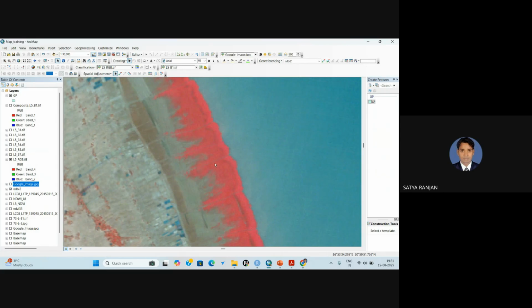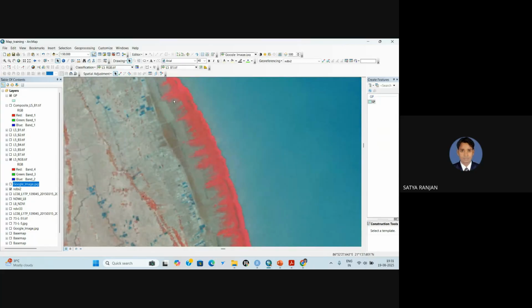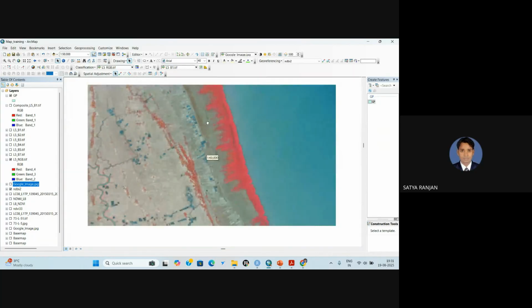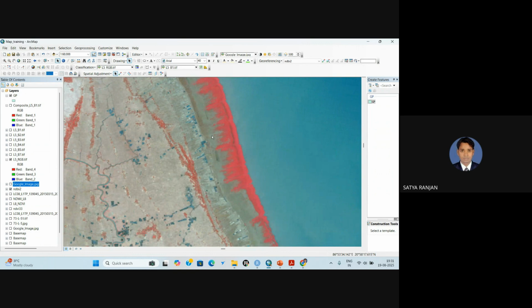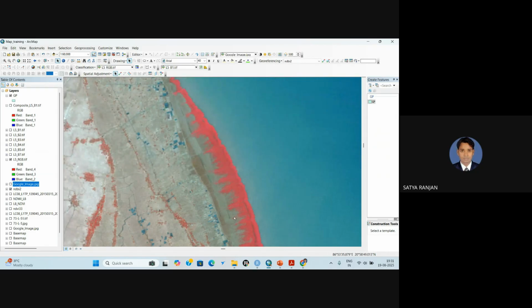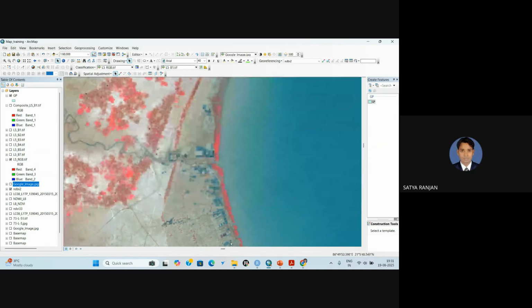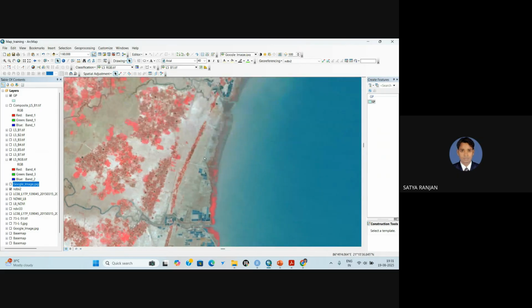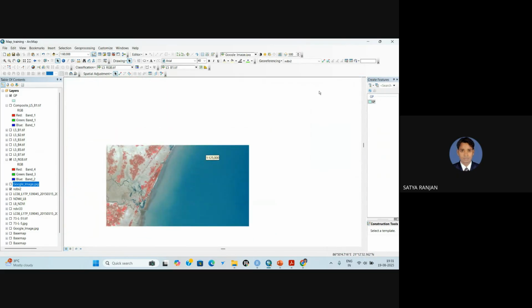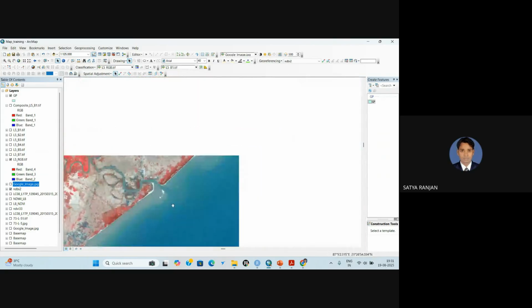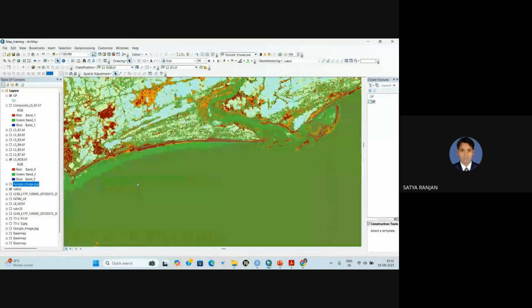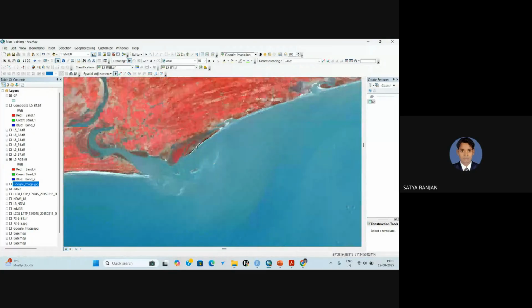That's why most of the time during mangrove mapping we use the false color image. So this is the mangrove area. This is the mudflat area. Generally the mangrove is present in the mudflat area or the intertidal zone. Saline water is needed for this mangrove. And I will just show you one thing.